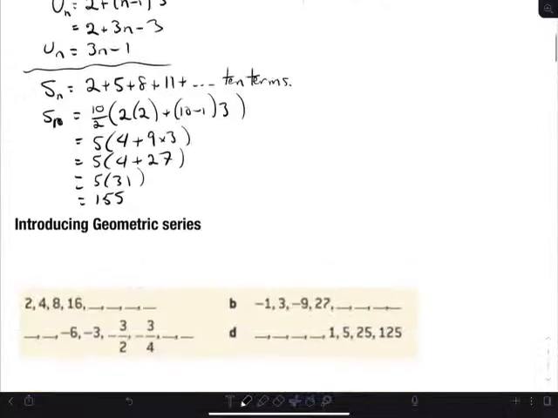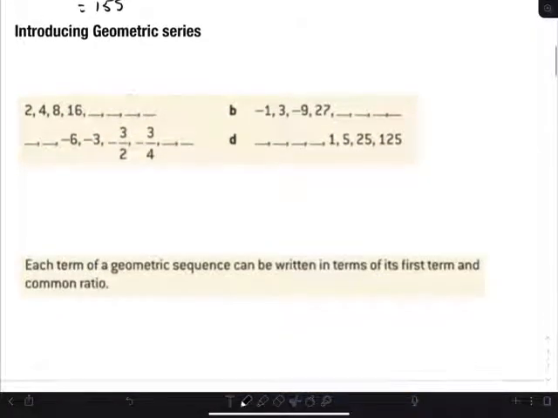If we want to look at a different type of series or sequence, it'd be something like this. Look at these 4 examples here, it's a little bit different. There is a pattern there, but this time you're adding 2 and then you're adding 4. So it's not the same amount that you're adding each time. What you're doing is you're multiplying by the same amount each time. So the next one would be 32, 64, 128, 256, etc.